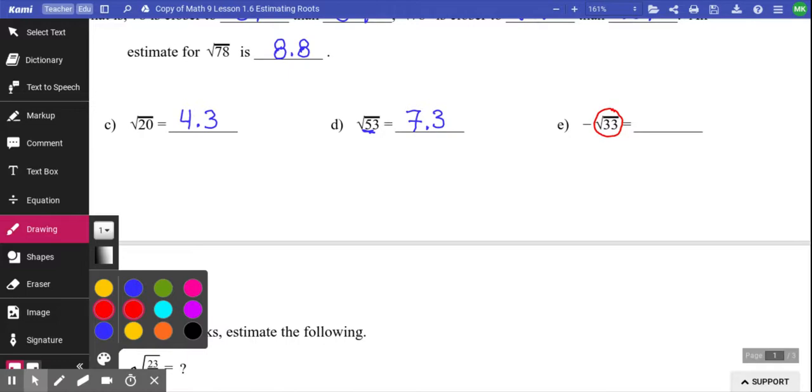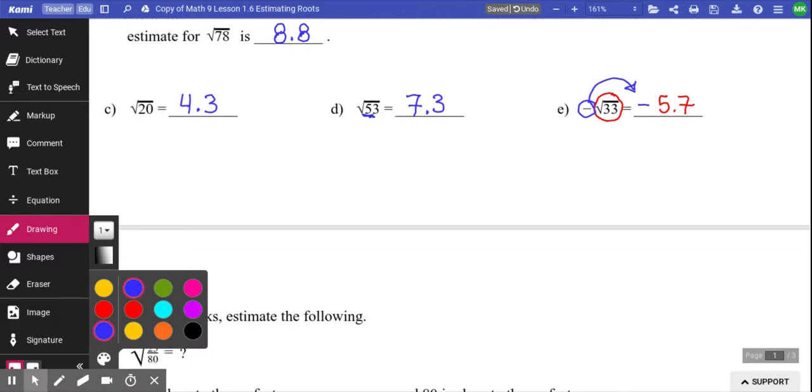5.7. Yeah, and because that turns into 5.7, the negative will still be there as well. So it's negative 5.7. The negative is not part of the root. Kind of like the negative wasn't part of the base when we didn't have the brackets around it. Same kind of concept. That negative is out front. It actually represents negative 1 times root 33, which is why it turns into negative 5.7.